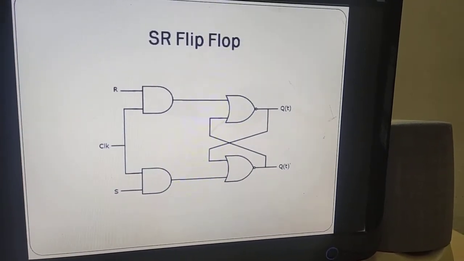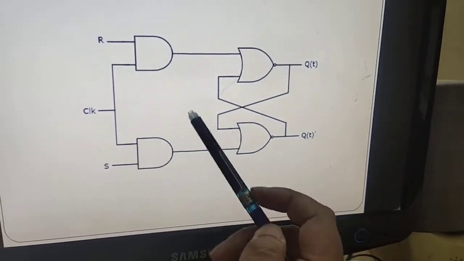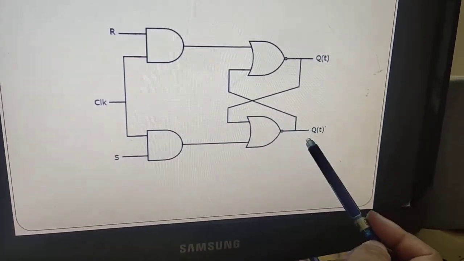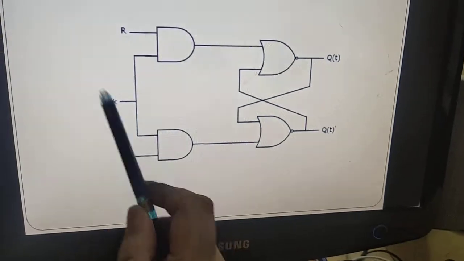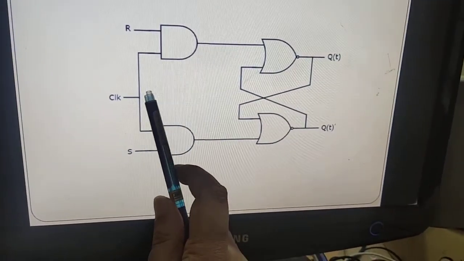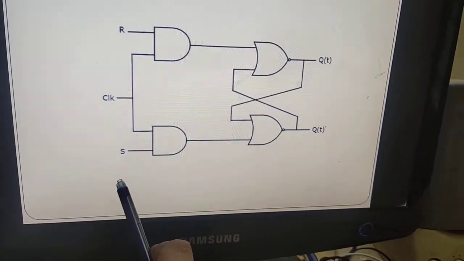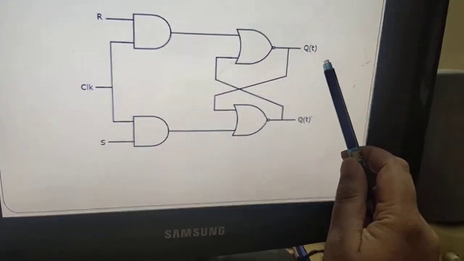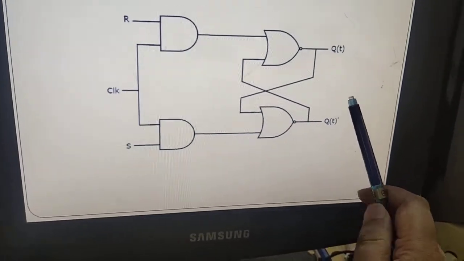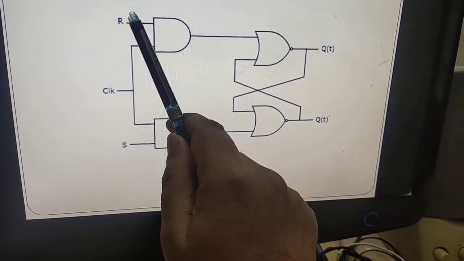SR flip-flop. Here we have to understand that this is your AND gate, and this is your NOR gate, and this is Q of t and this is Q bar of t. Let us take that clock is always equal to 1, R is equal to 0, S is equal to 0, and pre-assume that Q of t is equal to 0, which means Q bar of t will always be equal to 1. So this is 0, this is 1, and we are taking R and S as 0 and 0.